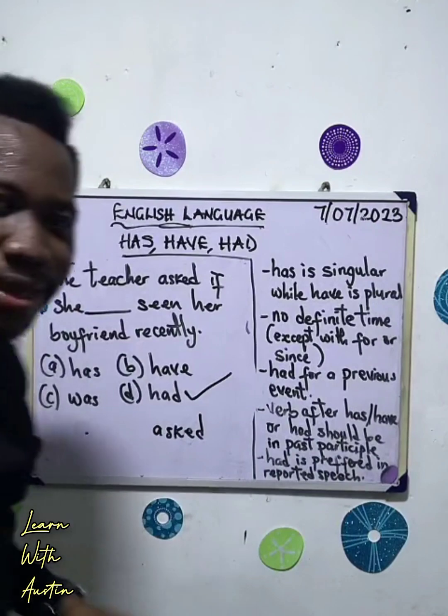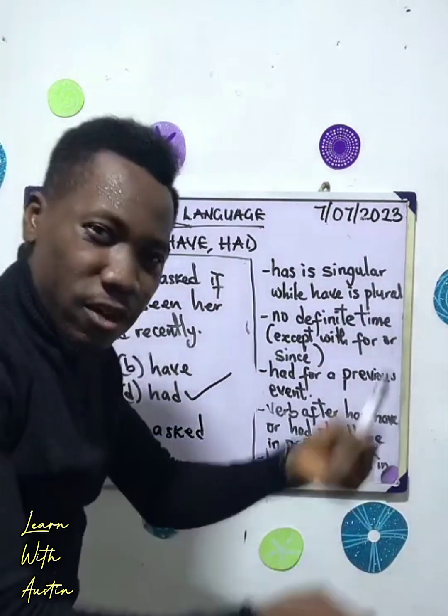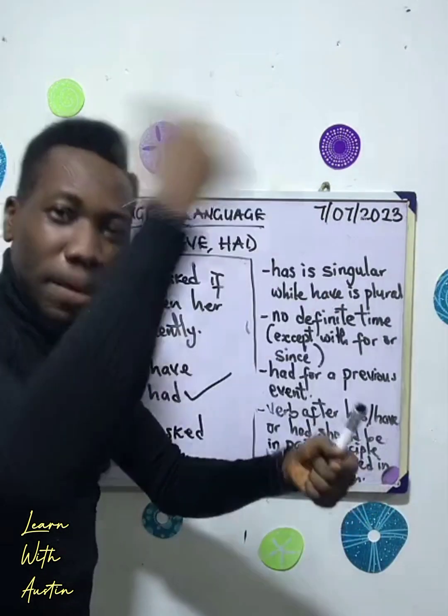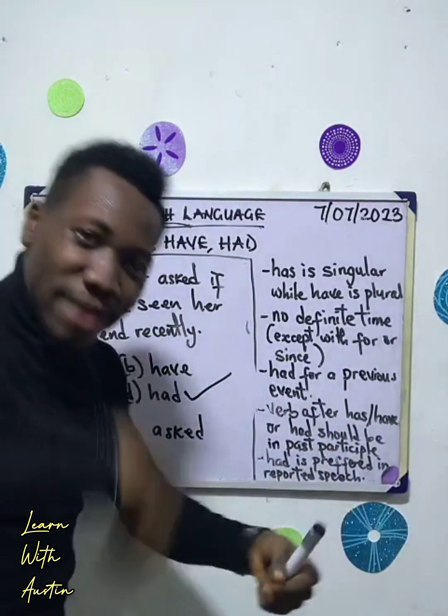So we use had when we are talking about an action before a past action. A past action, the one before the past action, that's when we use had.